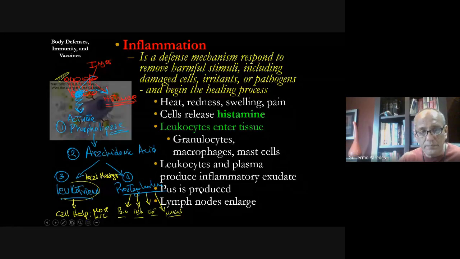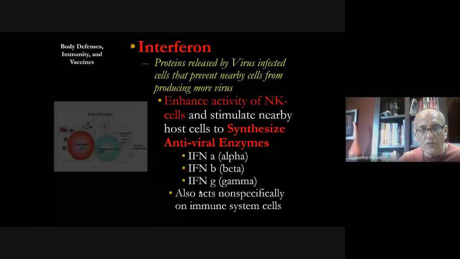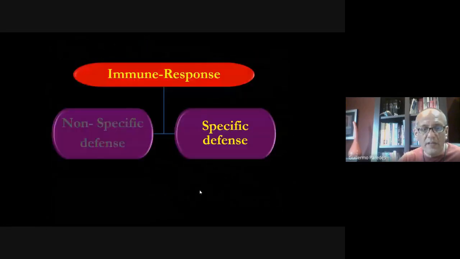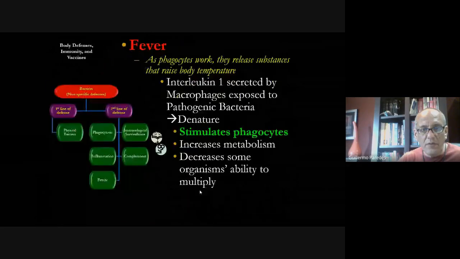Okay, Dr. G, do you want to take lunch? It's 12 o'clock. Yes, sure. Oh, interferon, this is very nice. Oh, okay. Let me finish with interferon and fever.